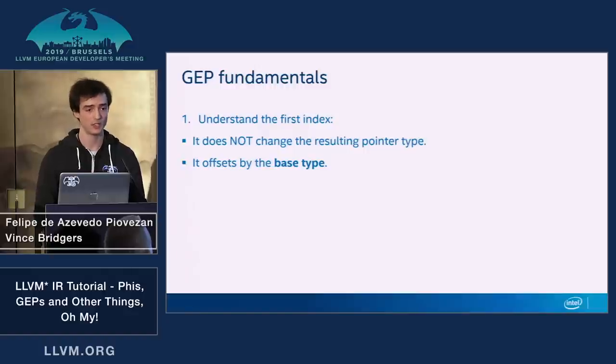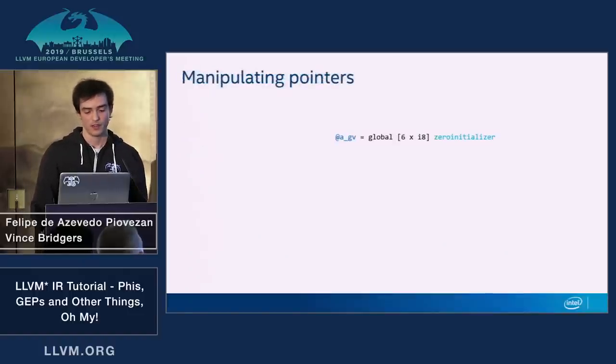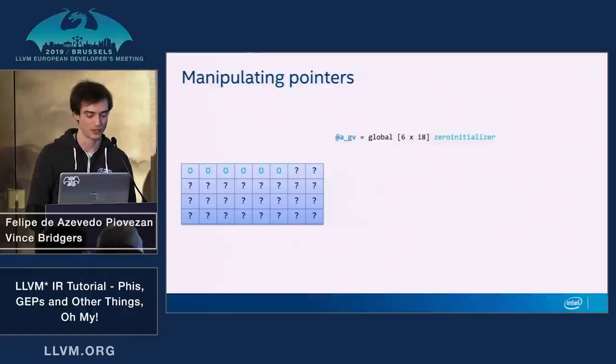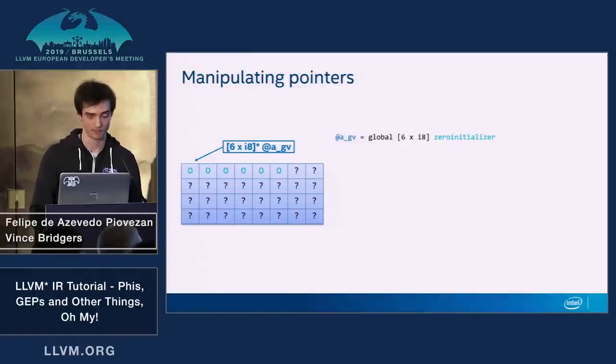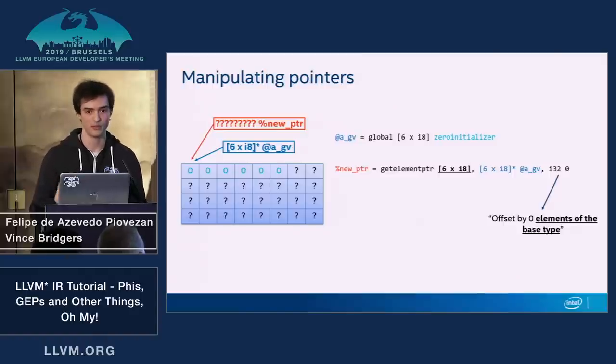So one of the fundamental things to understand is what this first index is doing. It doesn't change the resulting pointer type, and it always offsets based on that base type that is written in the instruction. Why is this confusing? Well, let's look at arrays. Suppose we have this array, so just 6 integers initialized to 0, and maybe our memory looks like this. We don't really care about the other values. We just have a bunch of zeros at the start of this memory chunk. And our pointer probably looks something like this. If we write a GEP, just like we had before, with our base type as an array, and using our global variable as our starting pointer, using 0 as the first index, we're going to get a pointer to the same memory location. But now comes a really important question. What is the type of this pointer?